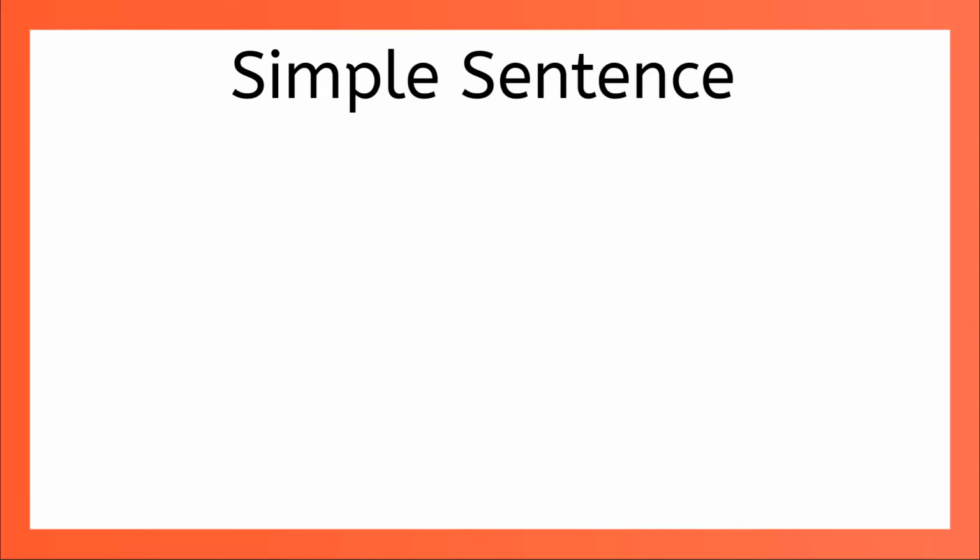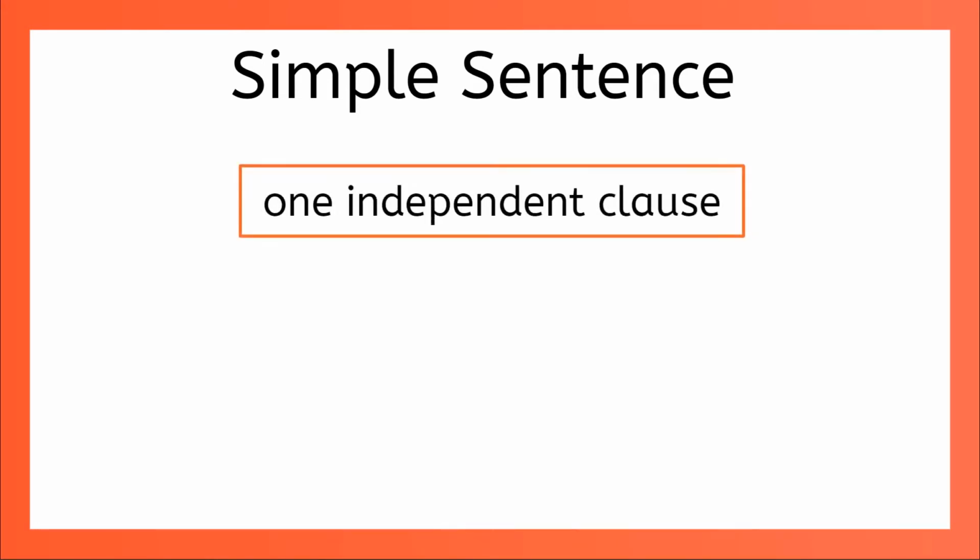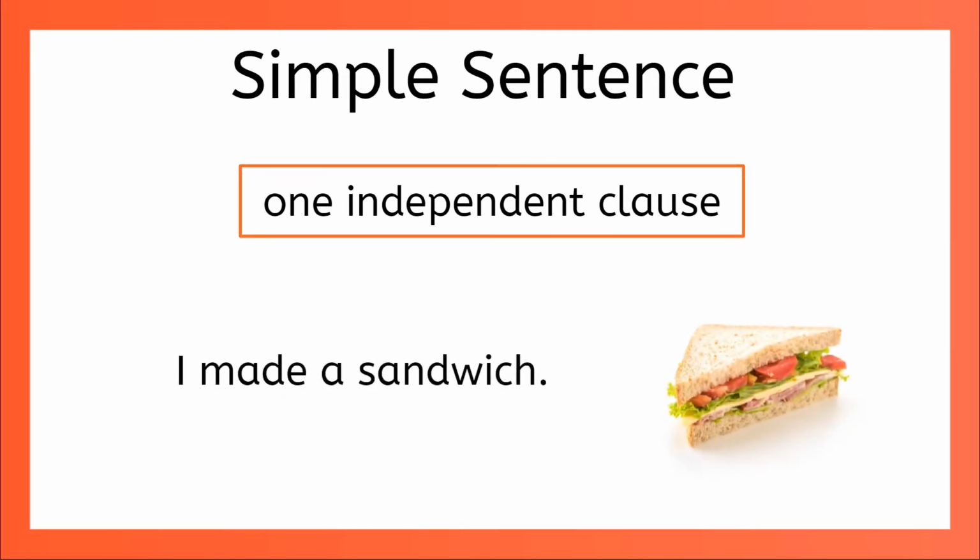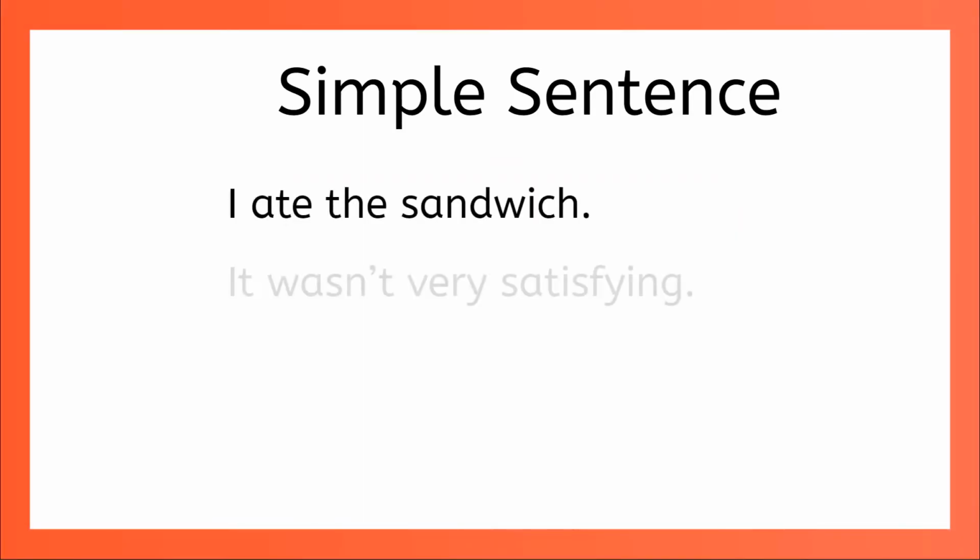First of all, there is the simple sentence. A simple sentence contains just one independent clause. Hey, that sentence, I made a sandwich, is a simple sentence. It's made of just one independent clause. Here are a couple more simple sentences. I ate the sandwich. It wasn't very satisfying. Here we have 2 separate simple sentences. Each one is made of just one independent clause.